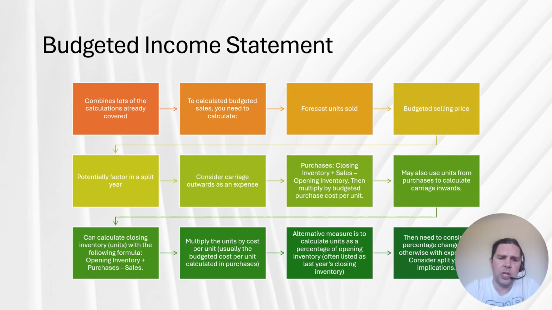The closing inventory, we can calculate the units. We can go opening inventory, so the amount we had at the beginning plus purchases, the amount that we need to produce, less sales, and that will tell us the amount of units that we would have left at the end of the year. When we know the units, we've got to multiply it by whatever they tell you. So they'll usually tell you that closing inventory is valued at purchase cost. So that will be the new purchase cost you've calculated.